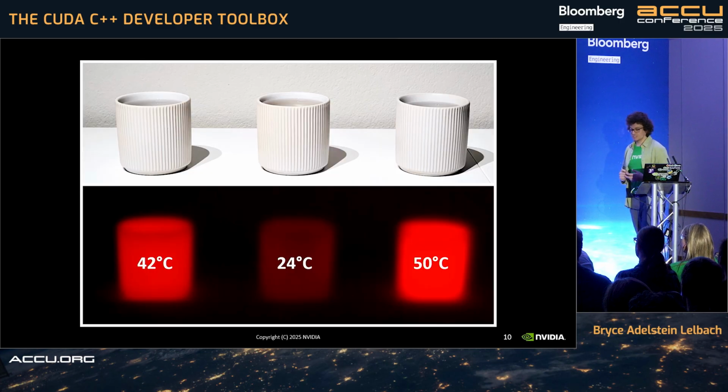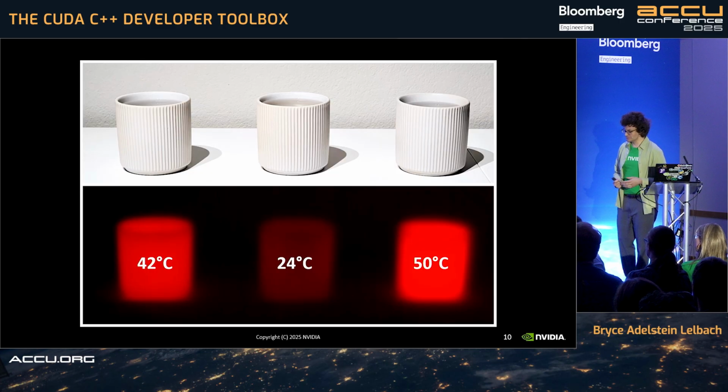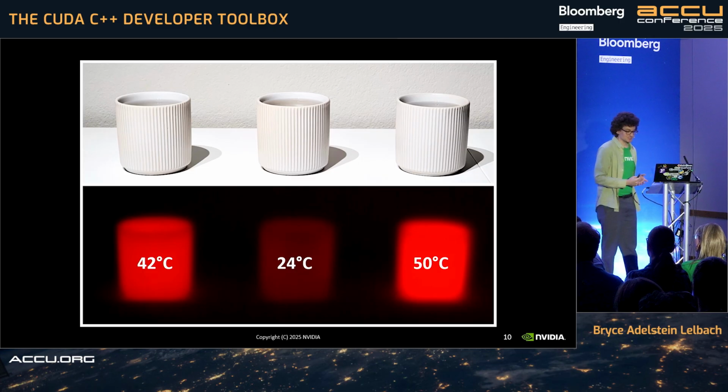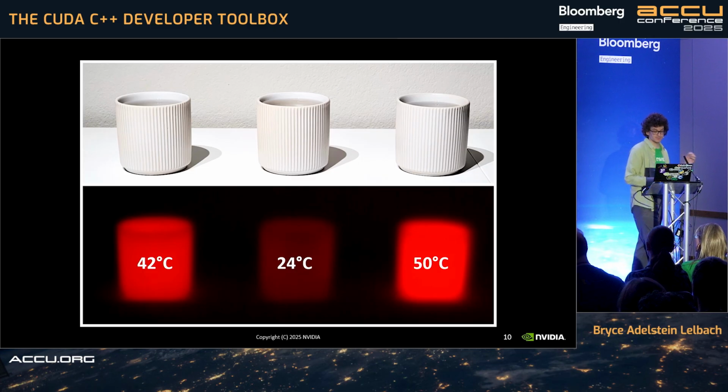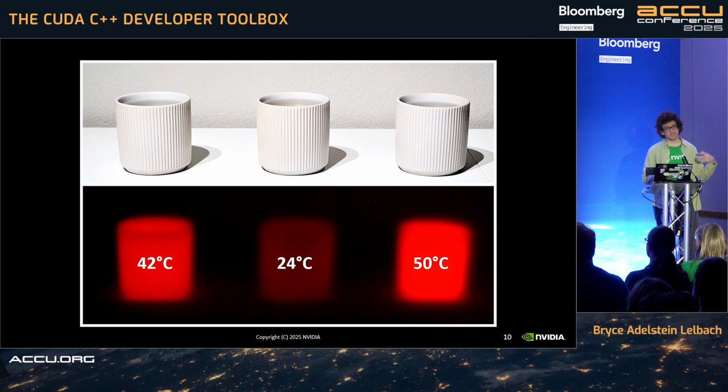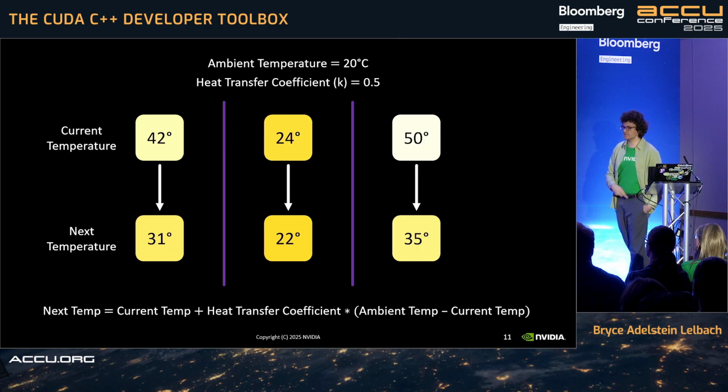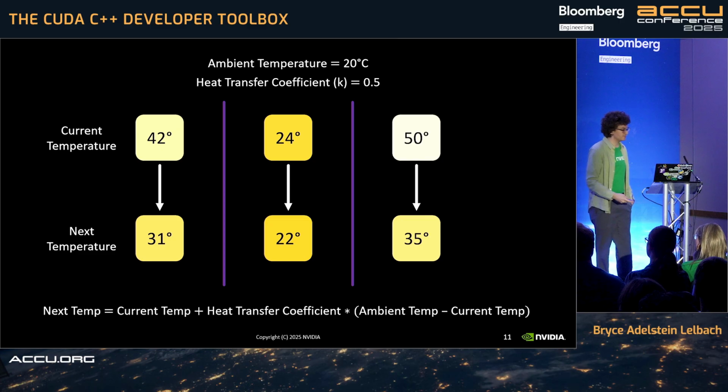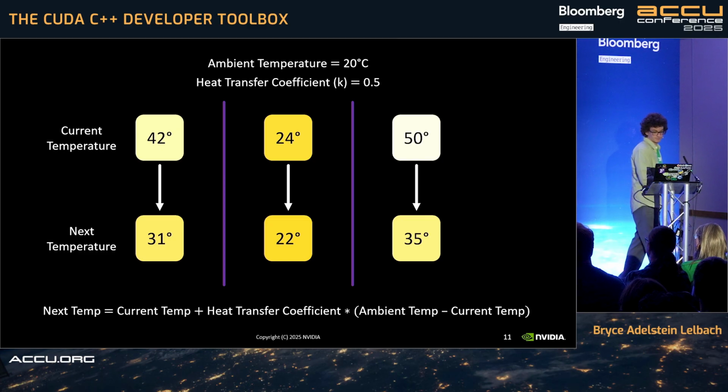So now let's dive in with our first CUDA C++ program. Imagine we have a bunch of cups of hot water, or since we're in the UK, tea, at different temperatures that are recorded by a thermometer in each cup. And so we want to simulate how these cups will cool down. We'll do this by applying Newton's law of cooling for a number of time steps.